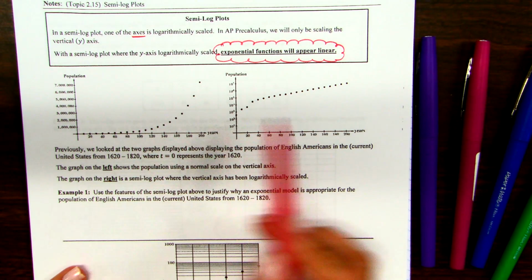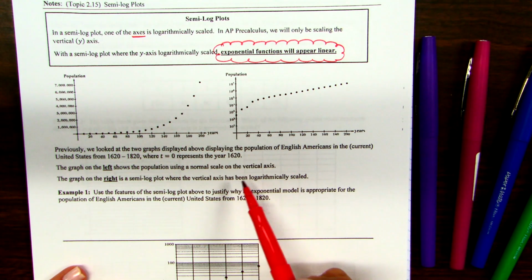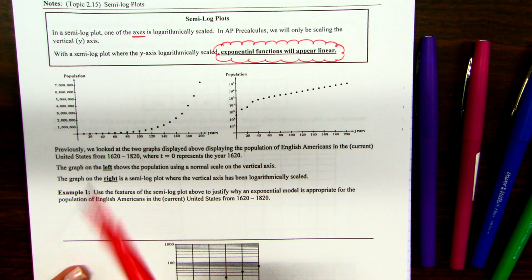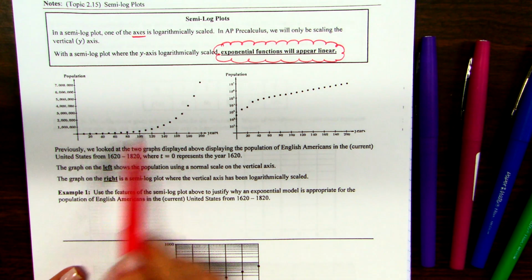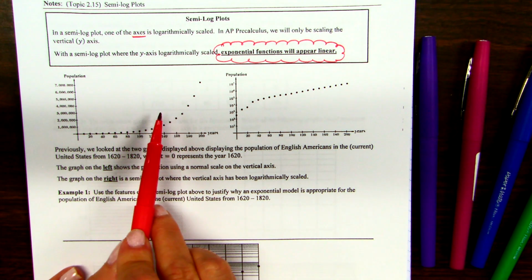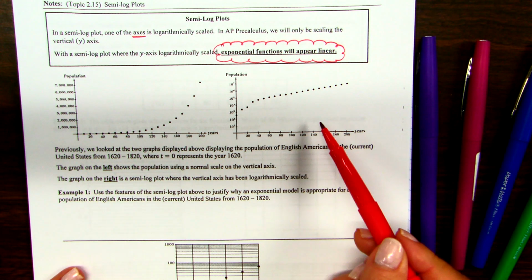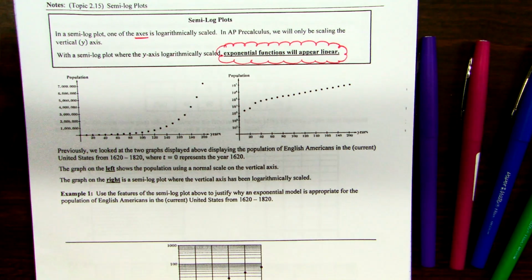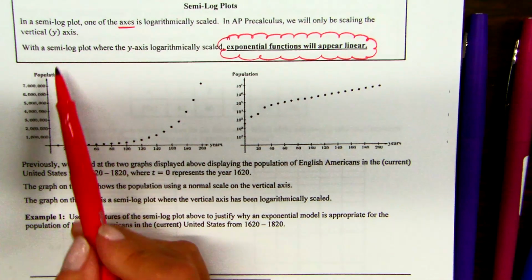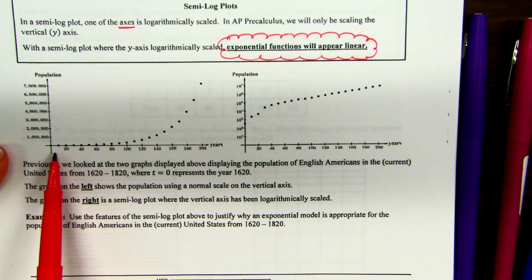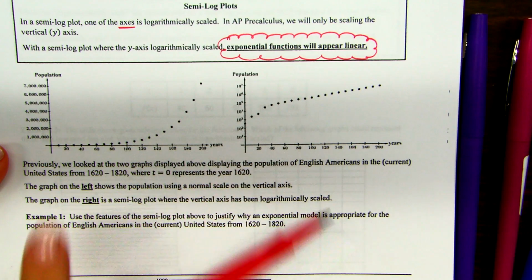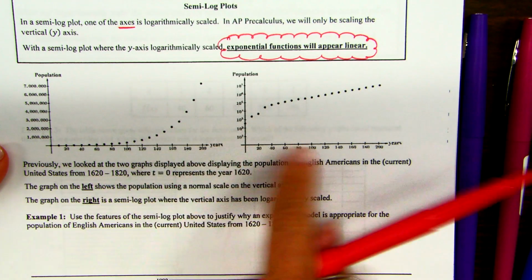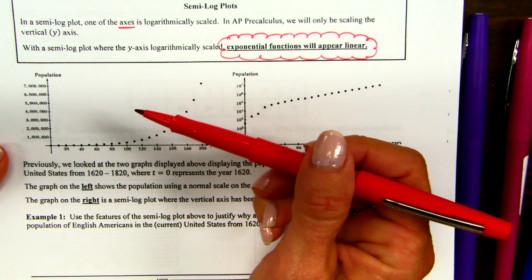We have two graphs here, and they represent the English-American population in the United States over a period of time. So it represents some real-life data. The graph on the left shows the population using a normal scale on the vertical axis, and the one on the right is where the vertical axis is logarithmically scaled. So let's take a look at the difference here. This is a traditional graph. You can see the x-axis, and by the way, both x-axes are exactly the same. It's the y-axes that are different.